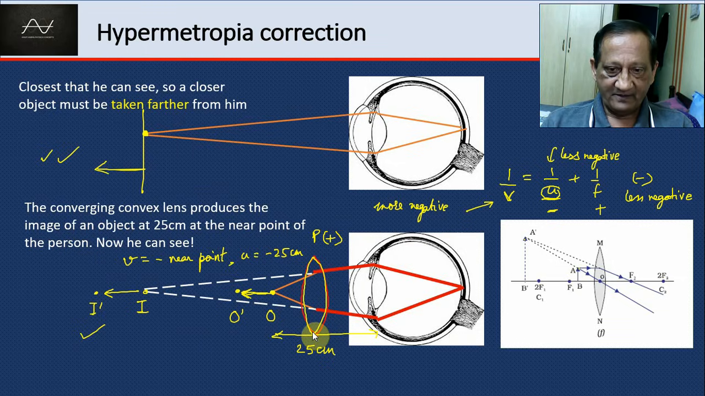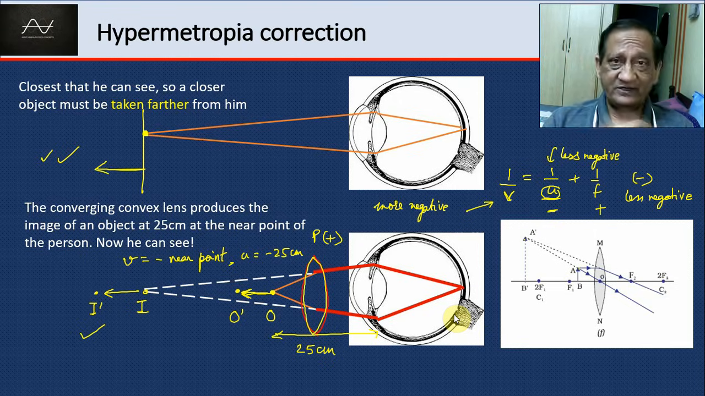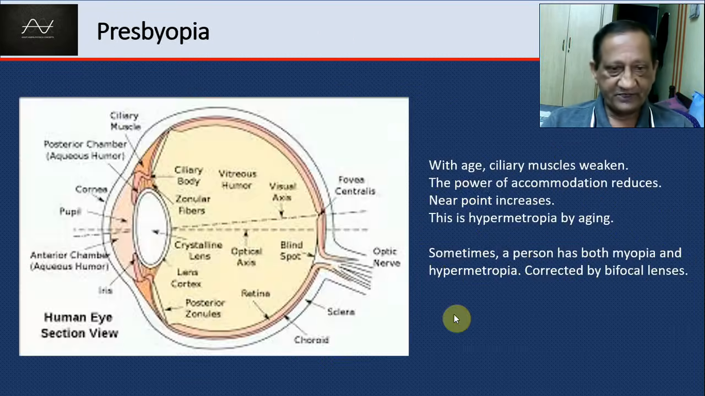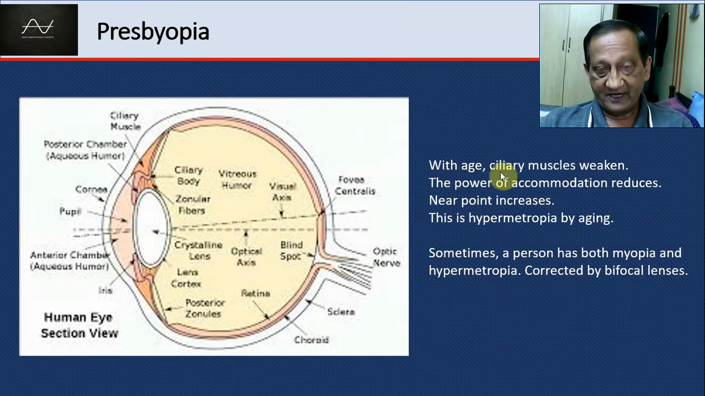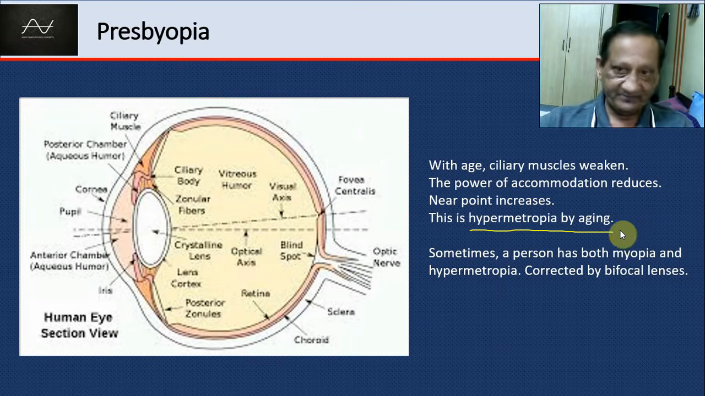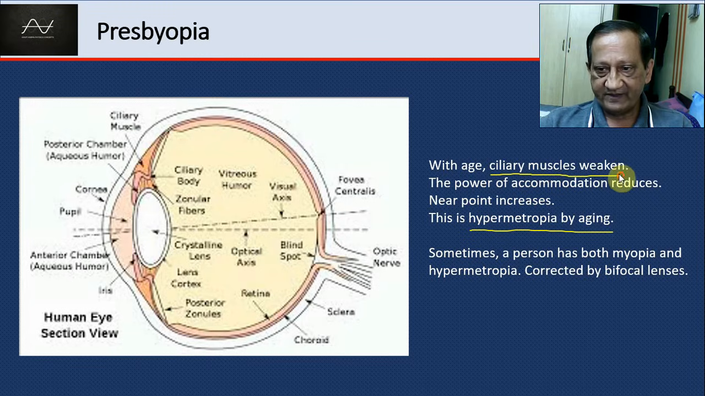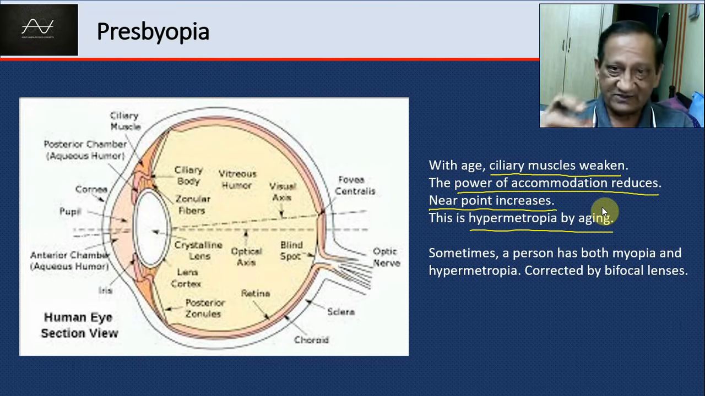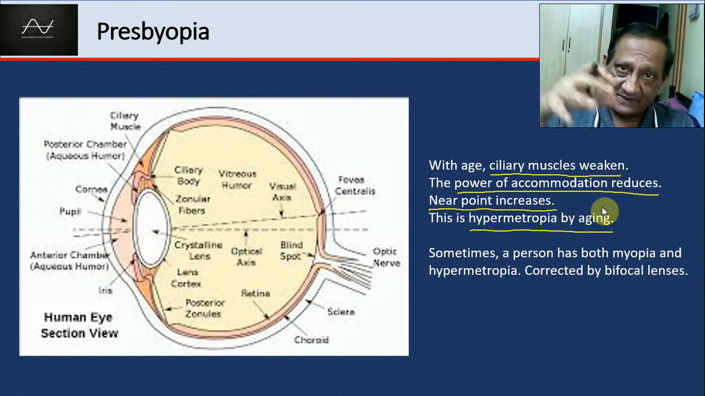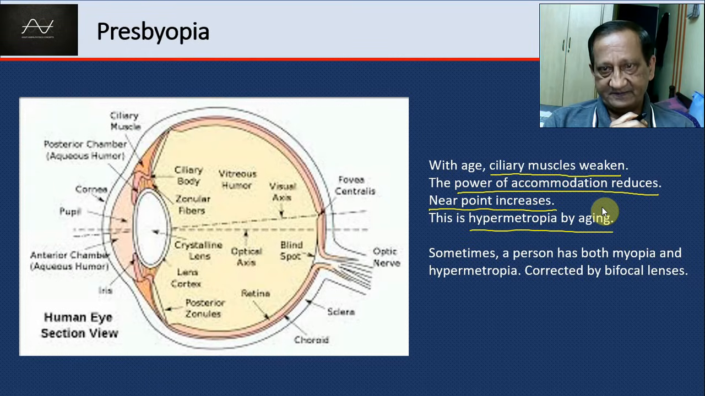Now, why does this happen actually that the eye is not able to focus it on the retina? The image is created far behind because the ciliary muscles have lost their ability to compress the thing, and that happens by age. So presbyopia is basically hypermetropia due to aging. With age, the ciliary muscles weaken, therefore the power of accommodation reduces and the near point increases because the ciliary muscles are not strong enough now to compress the lens of the eye.